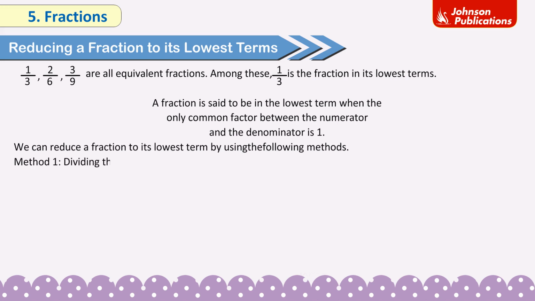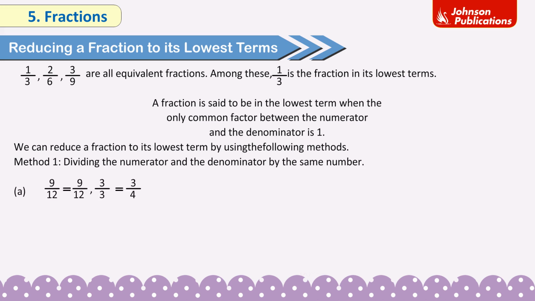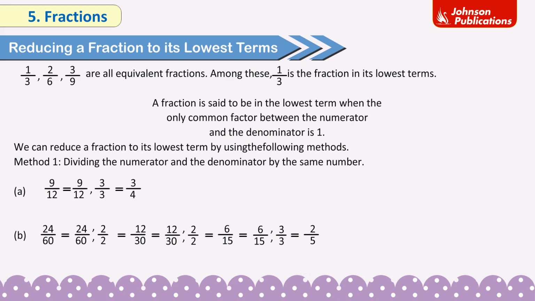Method 1. Dividing the numerator and the denominator by the same number. A. 9 by 12 is equal to 9 divided by 3 by 12 divided by 3, which is equal to 3 by 4. B. 24 by 60, which is equal to 24 divided by 2 by 60 divided by 2, which is equal to 12 by 30. This is equal to 12 divided by 2 by 30 divided by 2, which is equal to 6 by 15. And this is equal to 6 divided by 3 by 15 divided by 3, which is equal to 2 by 5.